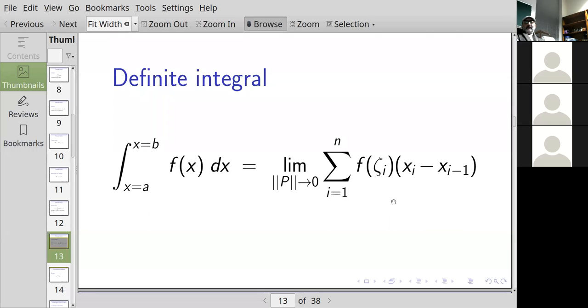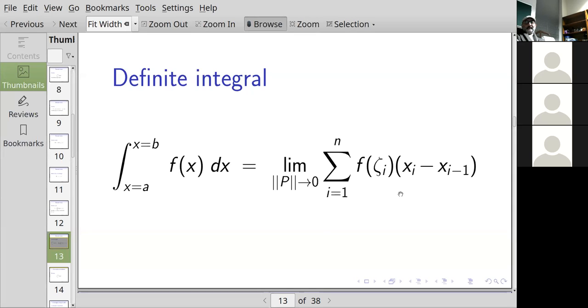Is zeta i the height of the rectangle or something? No. f of zeta i is the height of the rectangle. Zeta i is a point on the bottom of the ith rectangle, anywhere between the left endpoint and the right endpoint, anywhere between the left bottom corner and the right bottom corner. You have to pick some zeta i. So f of zeta i will give us the height, and that's how high we draw our rectangle.